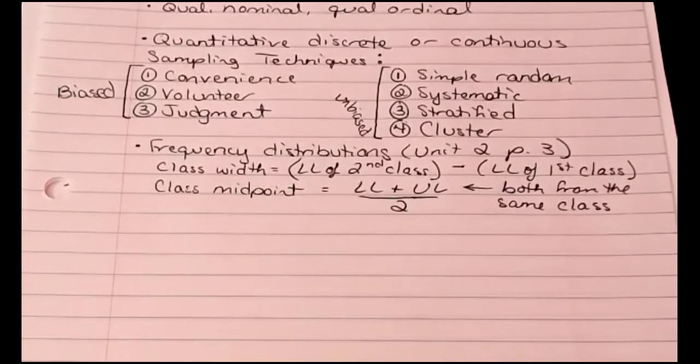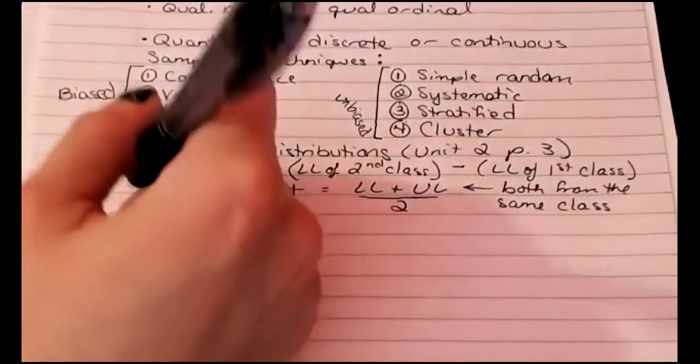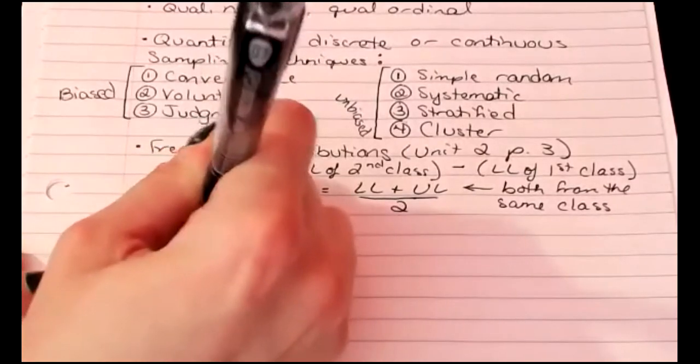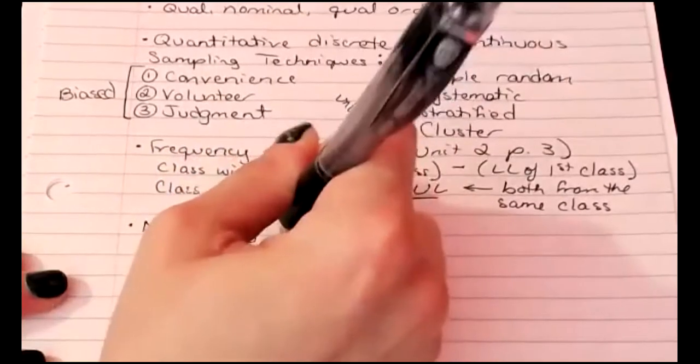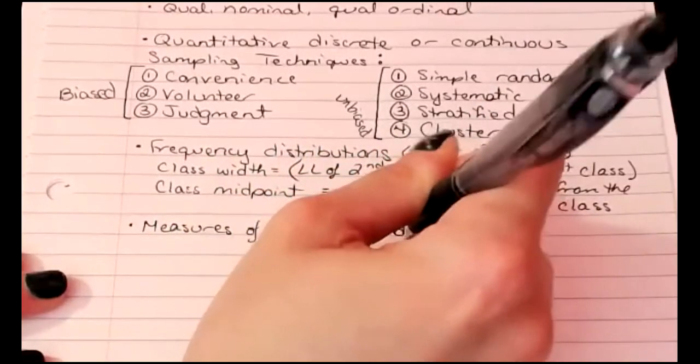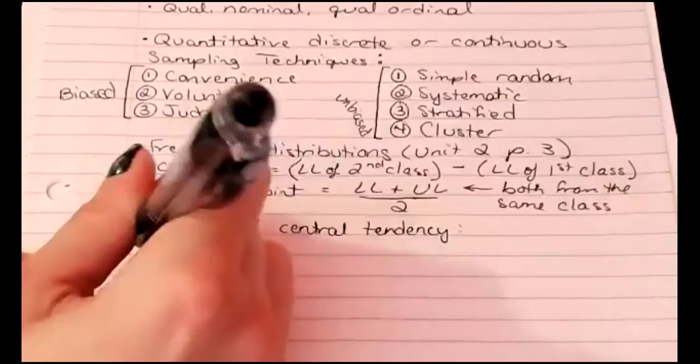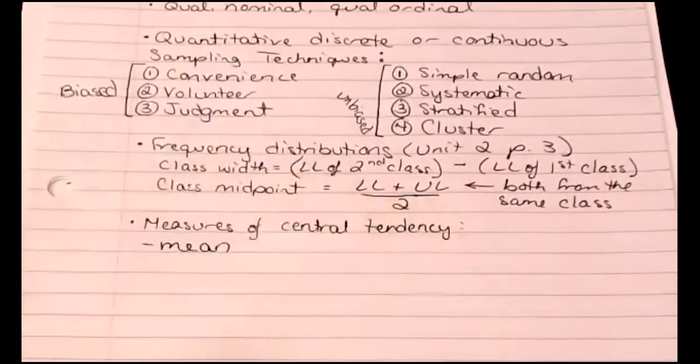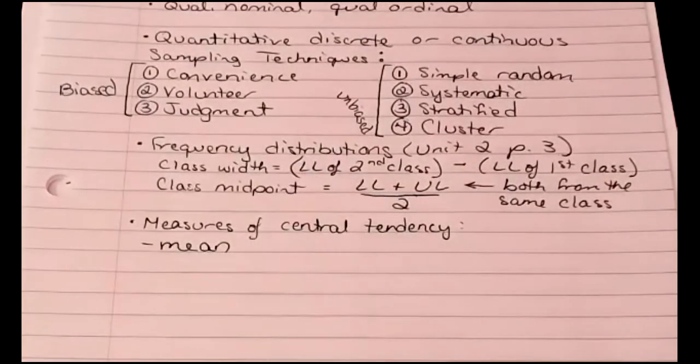So measures of central tendency. I want you to be very comfortable with measures of central tendency, and that's things like mean. How do you find the mean? Can you just shout it out?